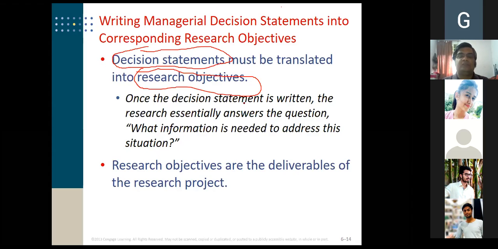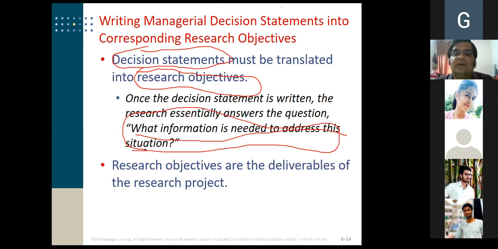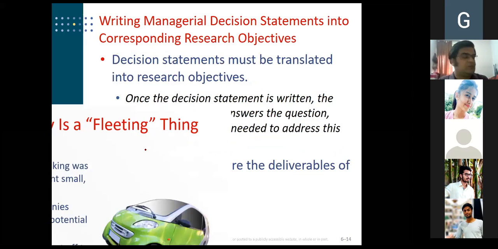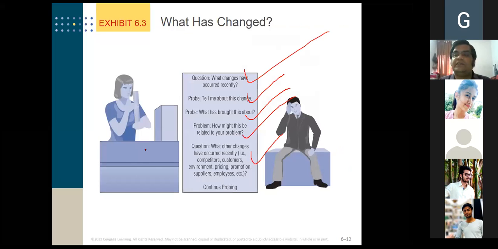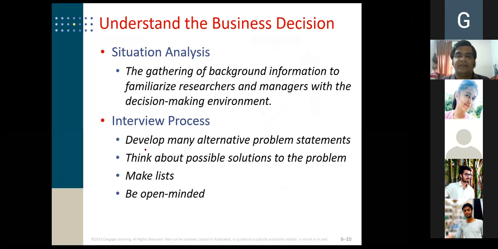Once the decision statement is written, the research essentially answers the question: what information is needed to address this situation? In my case, what information is needed? What salary the driver is getting, what benefits the driver is getting, whether the driver is satisfied. This information is needed for my study. Clear? Any other question? Please make it quick. We are already 3 minutes over. I hope it is pretty clear. I explained each one of the steps.